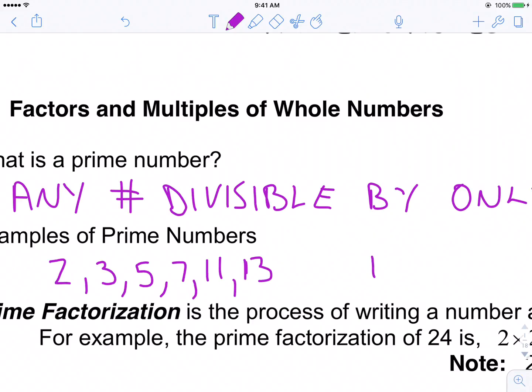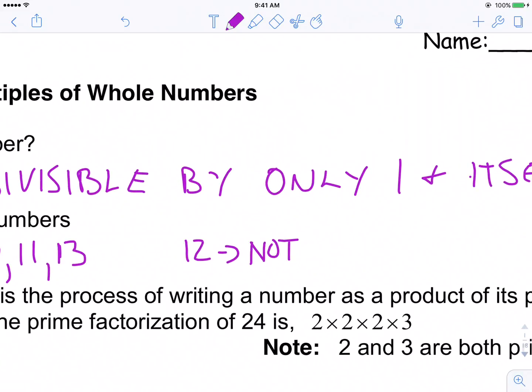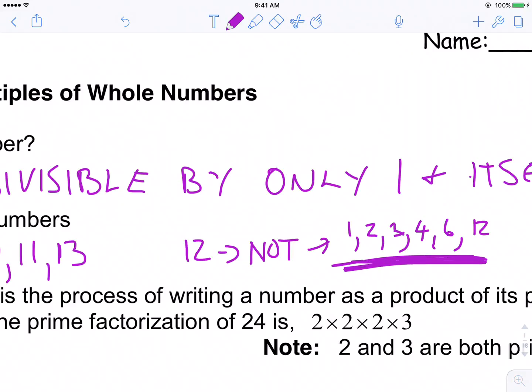But the number 12, for example, is not prime because it is divisible by 1, 2, 3, 4, 6, and 12. So it's not prime because it's divisible by more than 1 and itself. These numbers actually are all the different factors of 12, which we're going to be looking at eventually anyway. But that's just a side note.